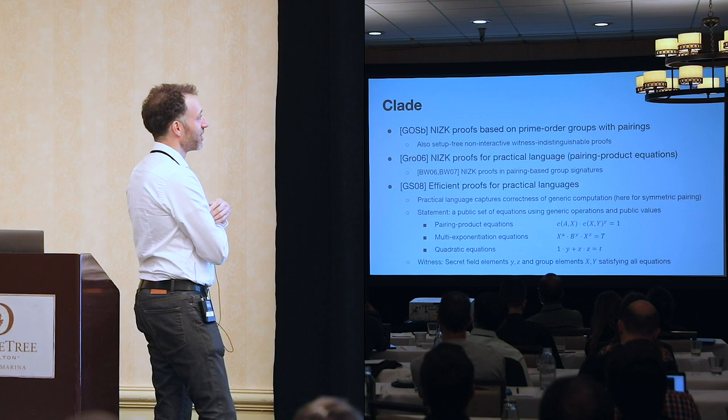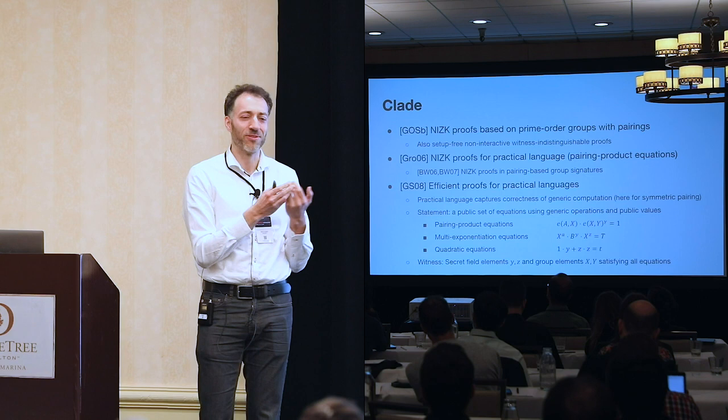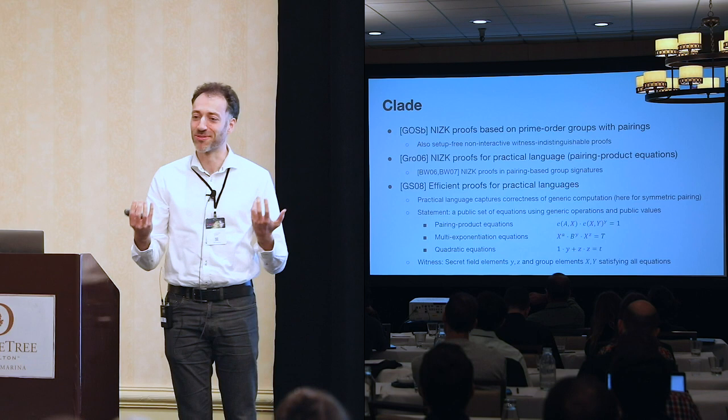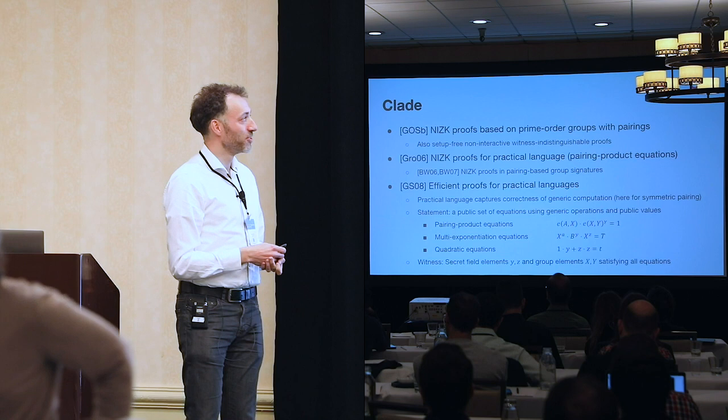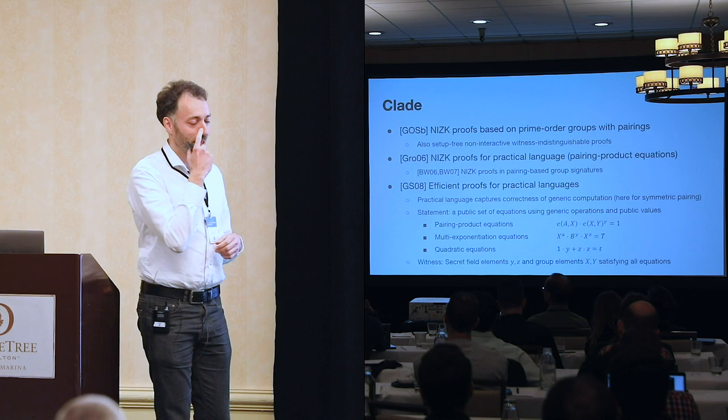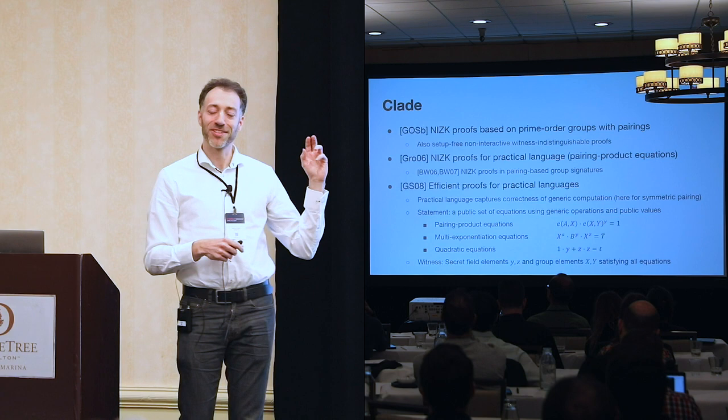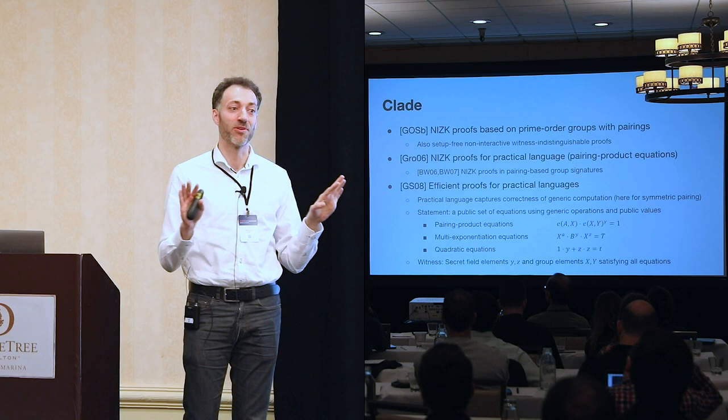Okay, so one natural question you can of course ask is, we have these composite order groups, but in real life we probably don't want to use composite order groups, right? We want to use prime order groups because they're more efficient and for various other reasons, okay? So can you do this with prime order groups? And the answer is yes, you can do that. And as a side gain of that, we also got slightly weaker security privacy guarantees. We could get witness indistinguishable proofs where you actually don't have a common reference string at all.